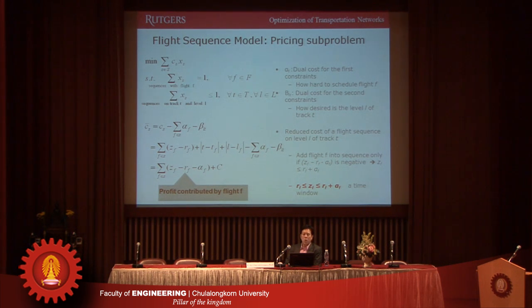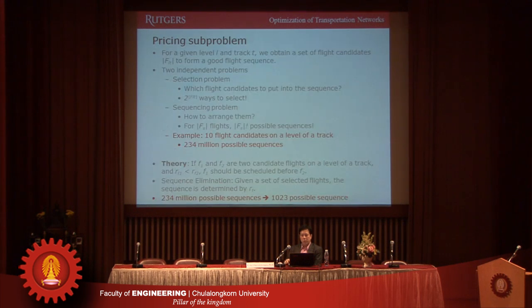And the whole idea of column generation is you come up with a simple solution, and you calculate what we call a dual cost, which tells you how much you can improve for a particular flight, and you have a subproblem to come up with a better sequence. So you can solve this problem iteratively to come up with a good sequence. So again, this problem is still a big problem because with 10 flight candidates on a level and a track, you can have up to 234 million possible sequences.